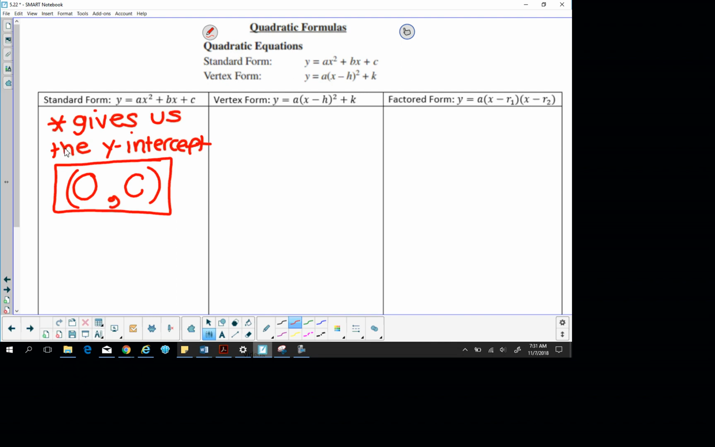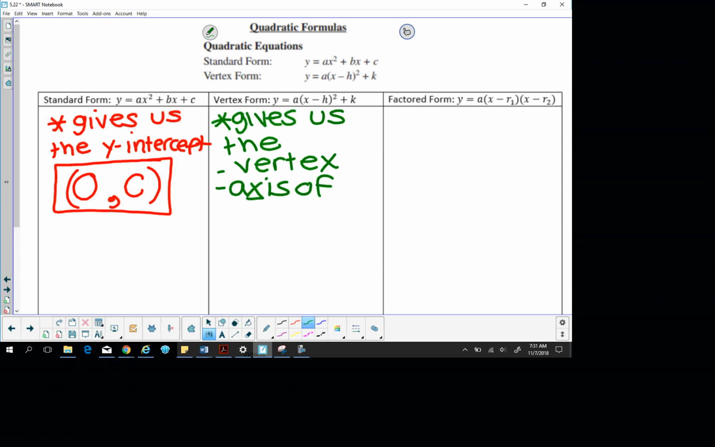The second one is vertex form, and they give you that right here, right? Vertex form, you can probably guess, gives us our vertex pretty easily. And if it gives us our vertex, it also gives us our axis of symmetry. Who can raise their hand and tell me why it would give us our axis of symmetry if it gives us our vertex? What's the relationship between that? Anyone know? Why would I be able to get my axis of symmetry if I know my vertex?